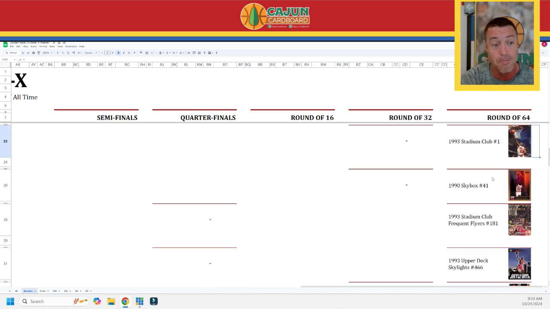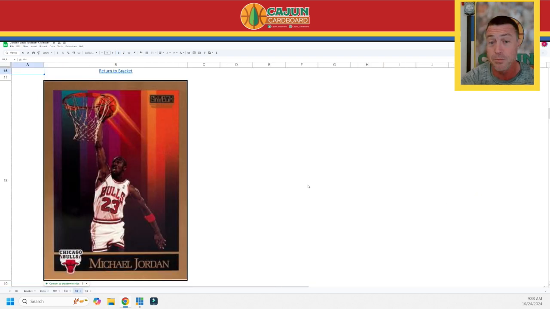It's going to be a serious problem. The 90 Skybox is a very interesting card. Now, I can't just talk about it and not show you, but here's your card right there. This brings back memories for me.